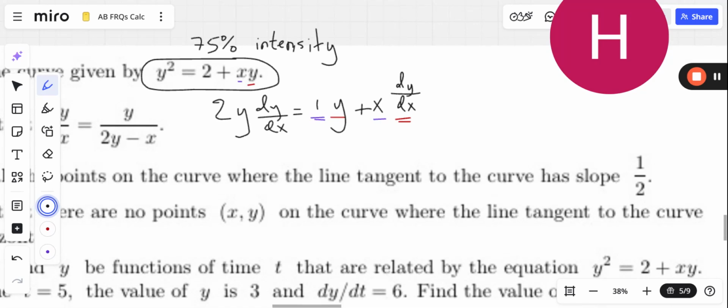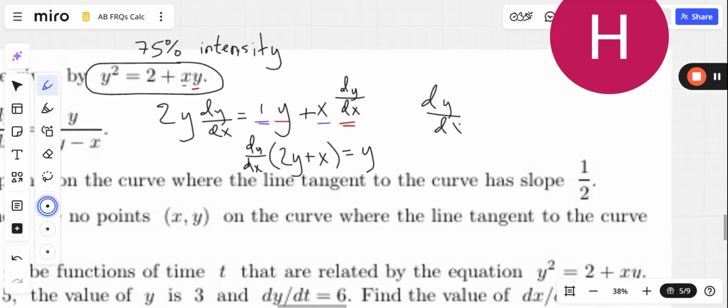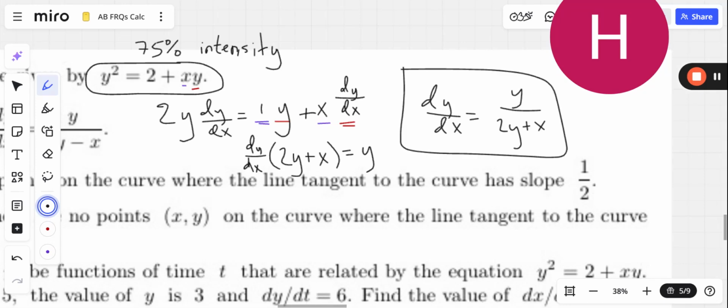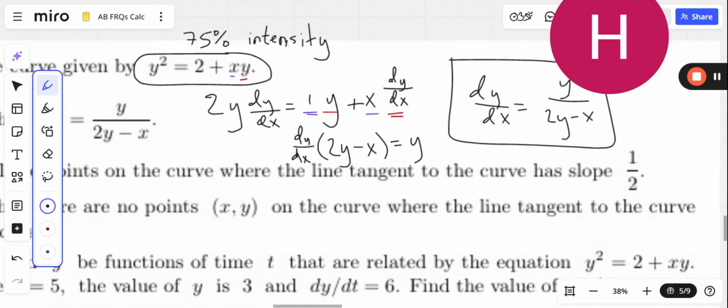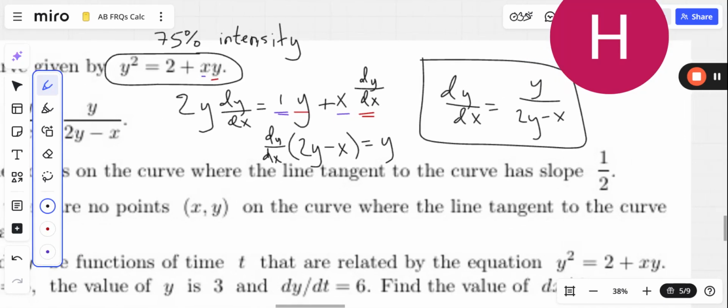So let's get all the dy/dx stuff by itself. Let's move all the dy/dx stuff to the left side. So that's going to leave us with dy/dx, and the pieces that have it are 2y minus x. This equals y, which means dy/dx is just y over 2y minus x, which is exactly what we're expecting to get. With a minus, of course, because I subtracted it to the other side. So this is what we're expecting to get. Very easy part A. They're kind of basically showing you what you need to end up with too, which is pretty convenient.